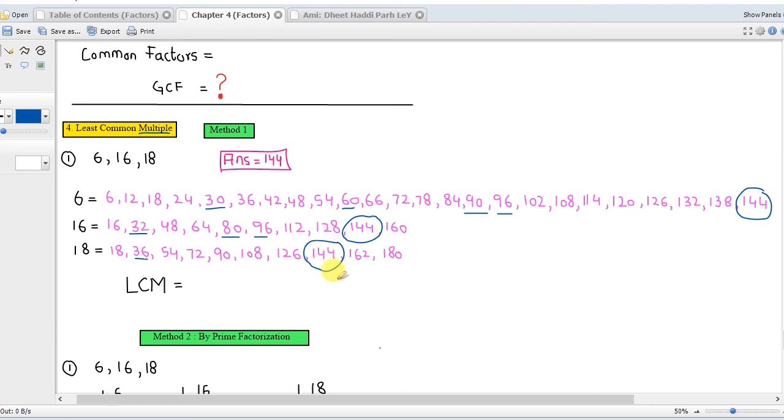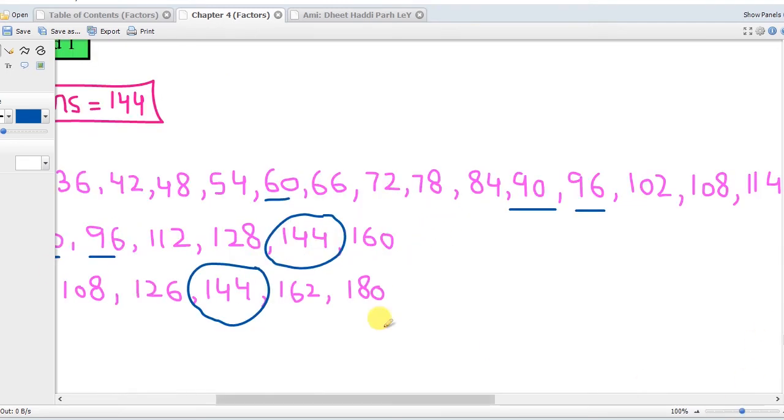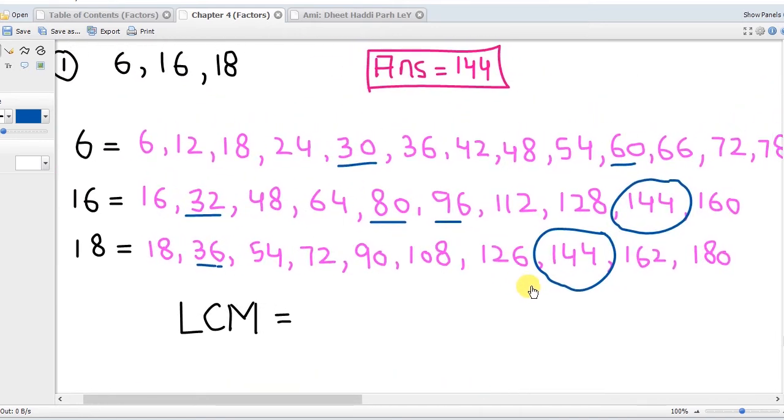Once you reach up till here, you need not write further numbers. So the LCM for the question 6, 16 and 18, the least or the smallest number that is common in the multiples of all these three numbers, is 144. Right? So this is our final answer.